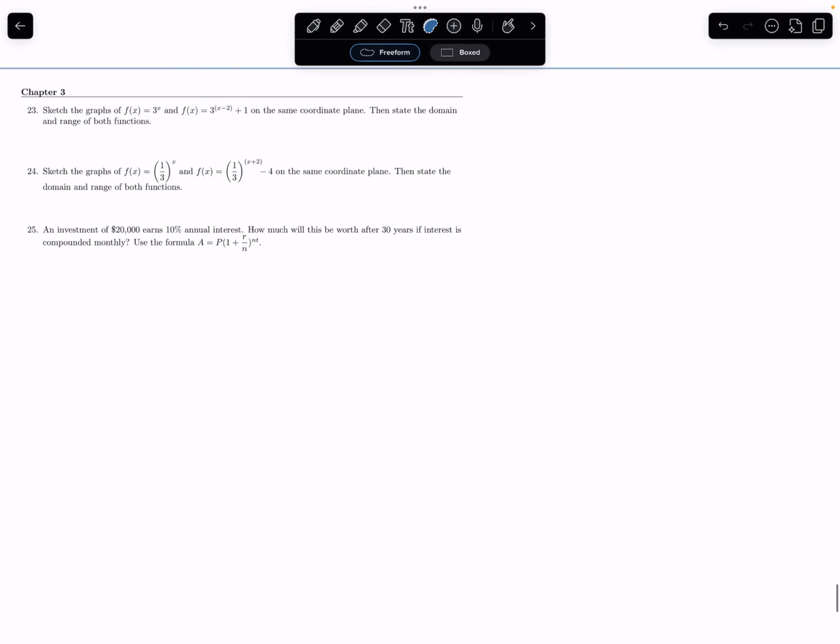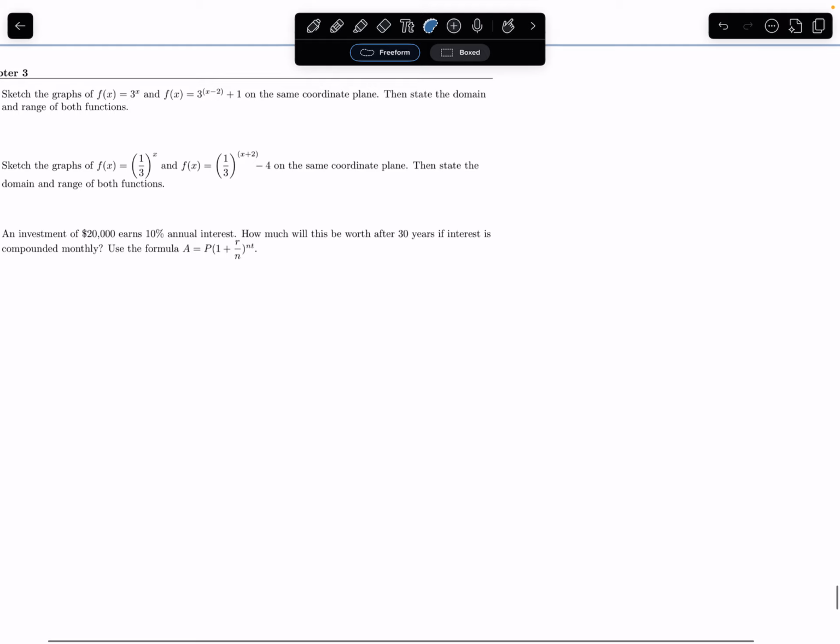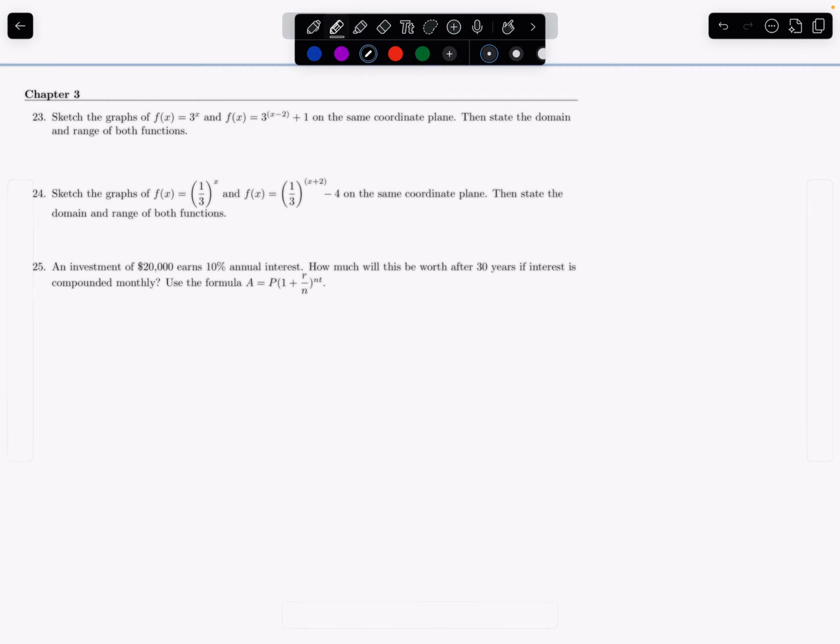Okay, number 23. Sketch the graphs of f(x) = 3^x and f(x) = 3^(x-2) + 1 on the same coordinate plane. Then state the domain and range of both functions. Pretty straightforward question, standard one. Something that you should definitely know how to do. Graph a basic exponential function with a simple base.